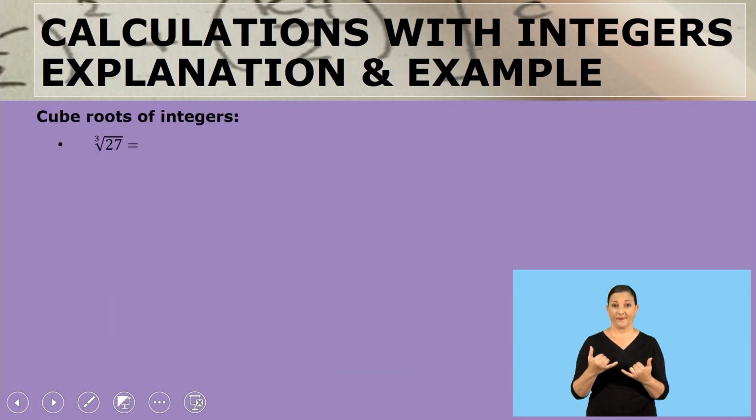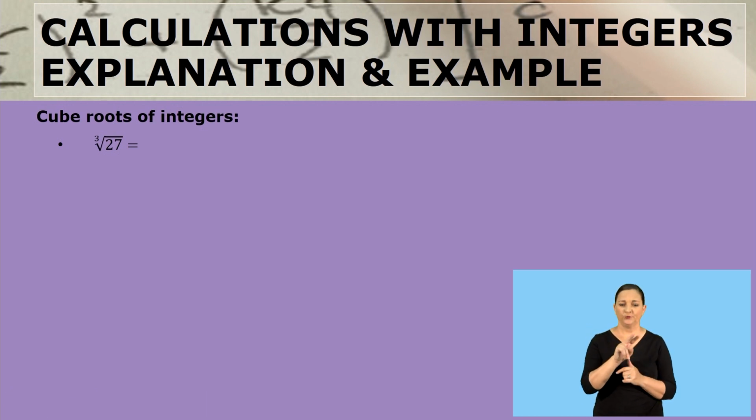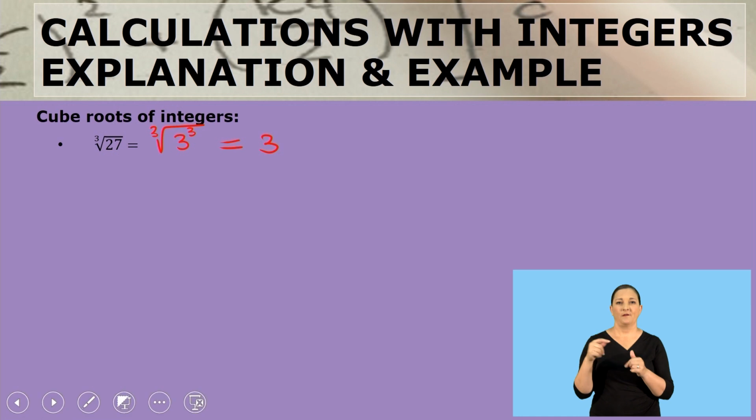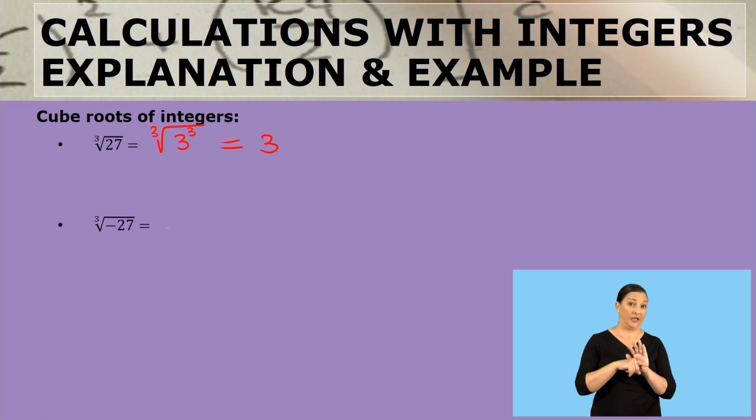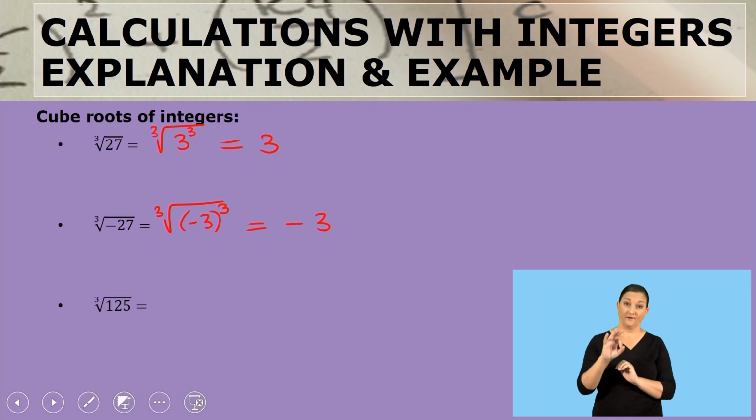When we are looking at our cube roots, let's look at the cube root of 27. That is just the cube root of 3 cubed, and our answer there is a positive 3. But if we're looking at a negative 27, that is going to be the cube root of a negative 3 cubed. And then we know that negative 27 comes from a negative 3 cubed. That means our answer is going to be a negative 3.